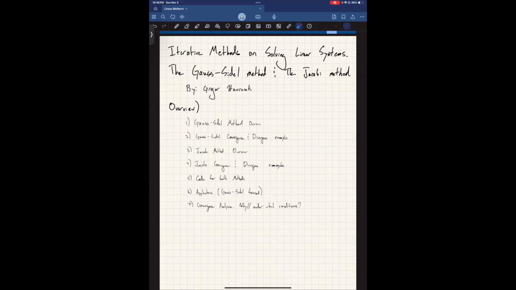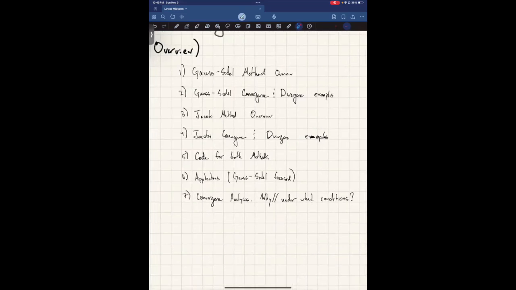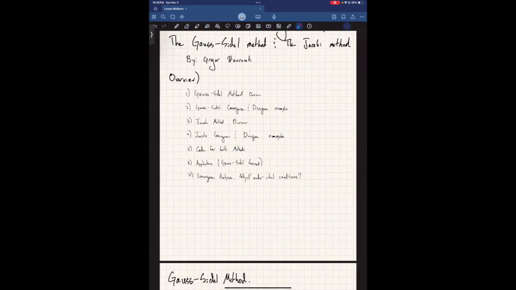First, I'm going to start off with just a brief overview of my presentation. I'm going to go into the Gauss-Seidel method, examples of it converging and diverging, then the Jacobi method, examples of that converging and diverging. Then I'm going to go into a code and model for both methods, why it works. I'm going to explain my code and give further examples for both methods. And then I'll talk about applications for more specifically the Gauss-Seidel method. And finally, I will go into a convergence analysis of why and under what conditions the Gauss-Seidel, the Jacobi method, and iterative methods in general converge.